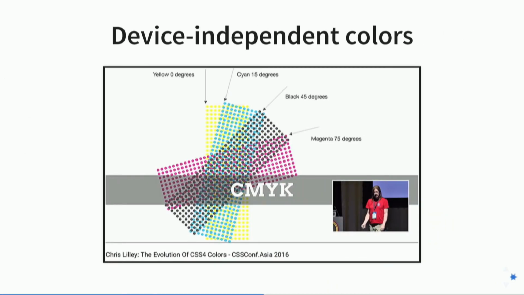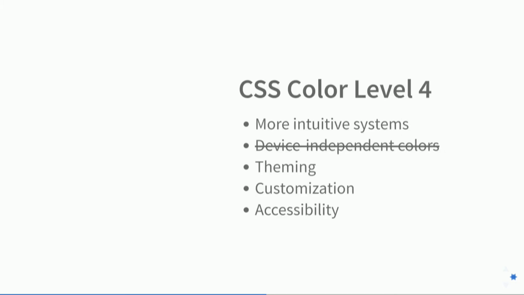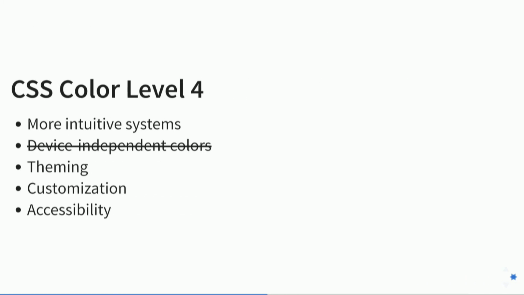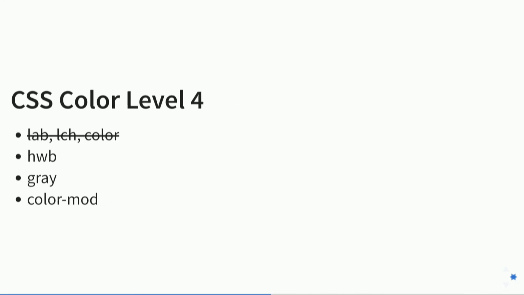So regarding device-independent colors, there's an amazing talk about that from last year's CSS Conf Asia. So I'm not really going to go into that. It's by Chris Lilley, who is one of the authors of CSS Level 4. So it's an amazing talk. You should really go and watch it. But I'm going to go into the others. And that means we are going to take a look at HWB, gray, and color mode.